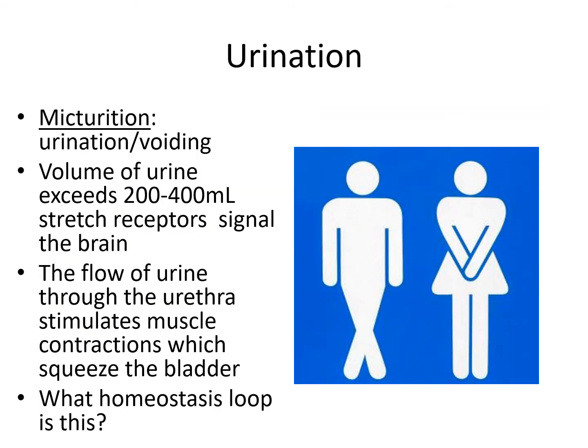Urination can also be called micturition or voiding. Those terms are all synonymous. When your bladder reaches somewhere between 200 and 400 milliliters, there are stretch receptors within your bladder that are going to signal your brain that you need to pee. When it comes to the actual action of urinating, the flow of urine through your urethra is going to stimulate muscles that are going to contract and squeeze the bladder.